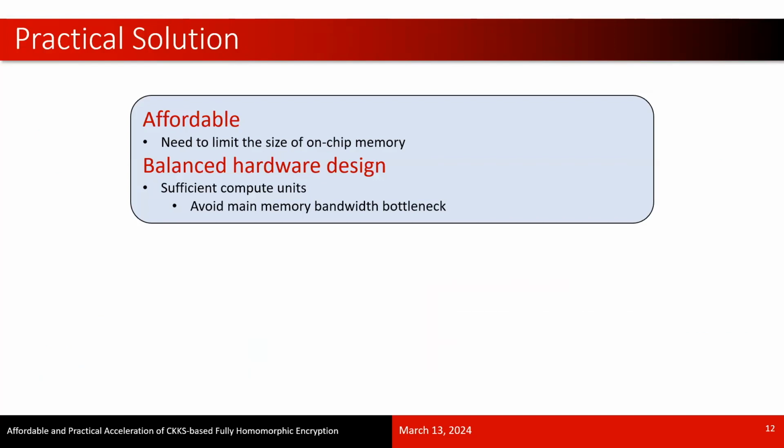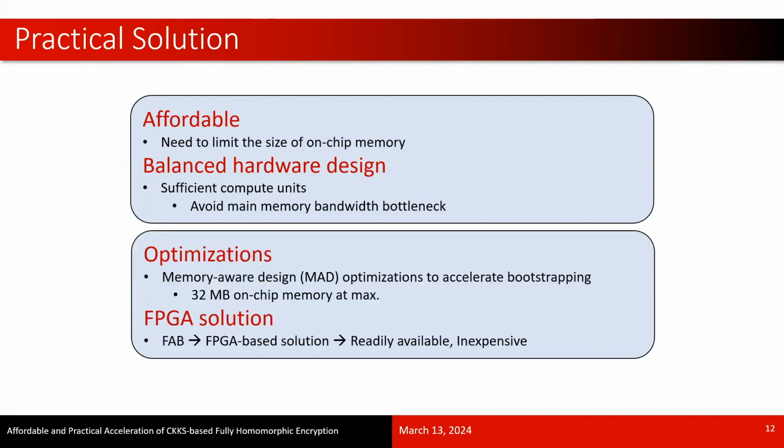Therefore, we need to come up with practical solutions that are affordable. One way to do this is by reducing the size of on-chip memory to, say, 32 or 64 MB at max. However, as soon as we do that, we end up accessing main memory more frequently. Thus, we need to balance the hardware design solution by only having as many compute units as required to keep up with the data accesses from the main memory. With these two limitations in mind, we propose two practical and affordable solutions.